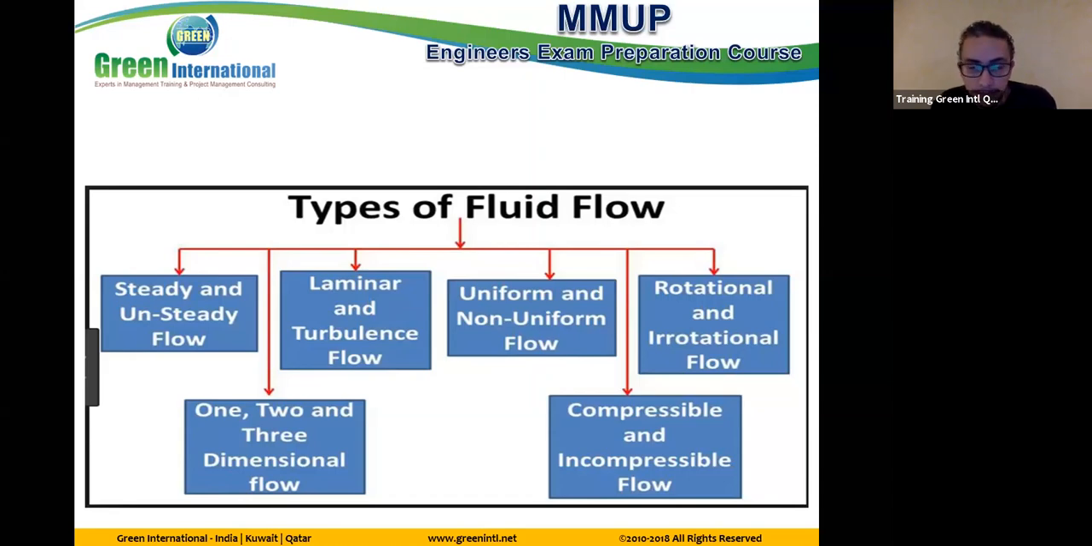These categories are separate categories. It means when you're going to classify, the flow should be classified as steady or unsteady, and also classified as uniform or non-uniform. This is totally different from the other one. The big confusion in this classification is steady and unsteady versus uniform and non-uniform.